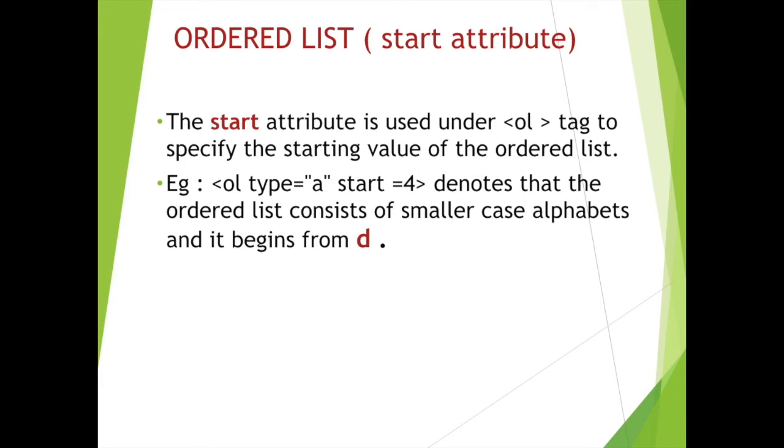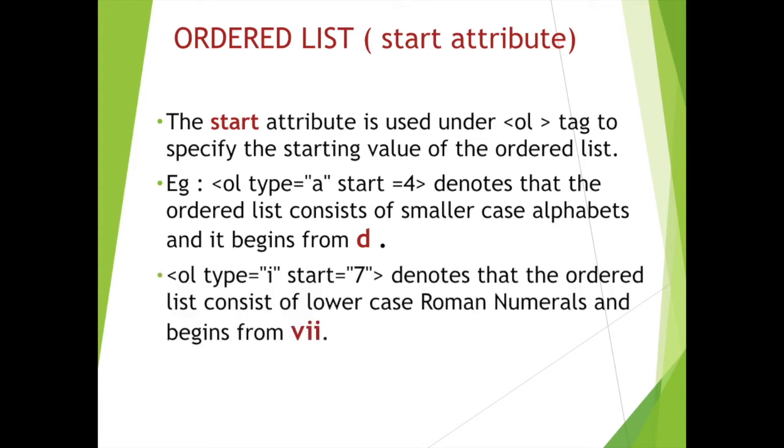For example, if I give OL type equals a, start equals 4, then what will happen? Then the numbering will start from D. Why D? Because 4 means it will start from the fourth character, which is A, B, C, D. What is the fourth character? The fourth character is D. Therefore, it will begin from small case d.